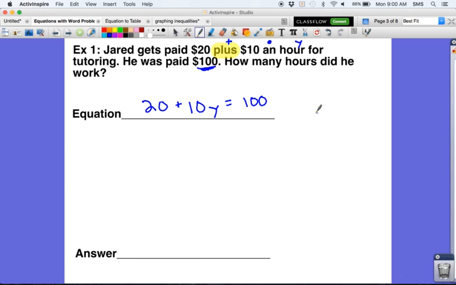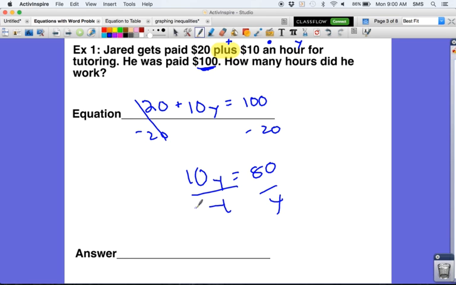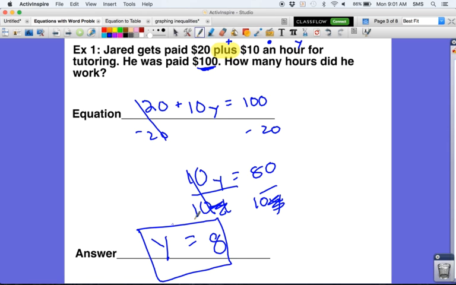Now from here, here's my equation that comes from this word problem: 20 plus 10y equals 100. Now I can solve. I can subtract 20 from both sides because those cancel. I'm left with 10y equals 80. Divide by 10, I'm sorry guys, divide by 10 to get y by itself. And I get y equals 80 divided by 10, which is 8. So that means Jared worked 8 hours.